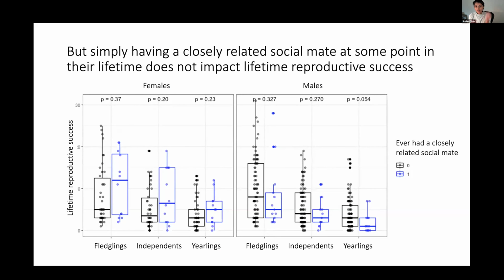So it's really that time component, but if you end up in a breeding pair with a closely related mate, that doesn't automatically tank your lifetime reproductive success.